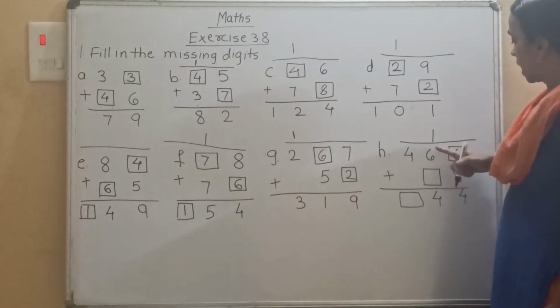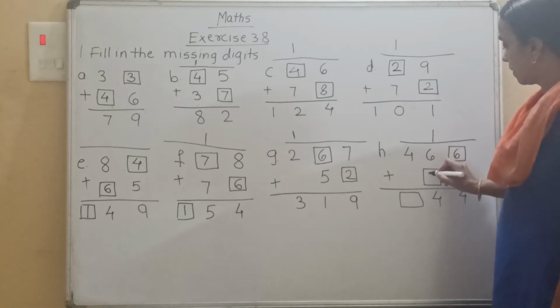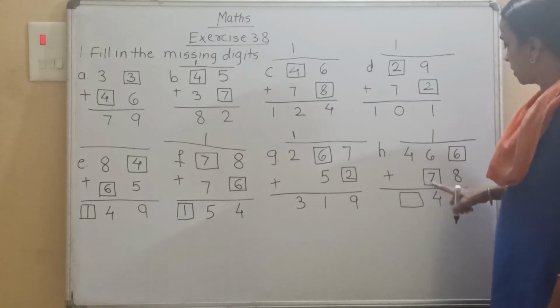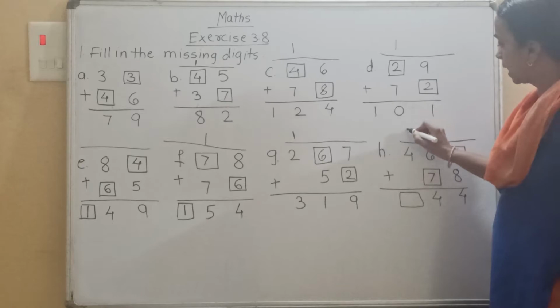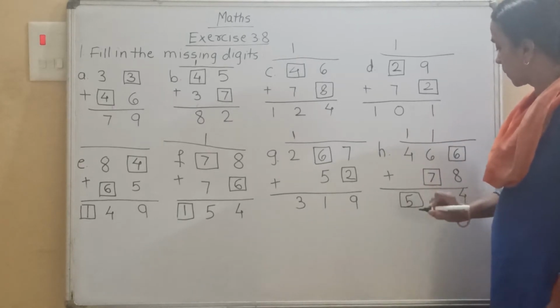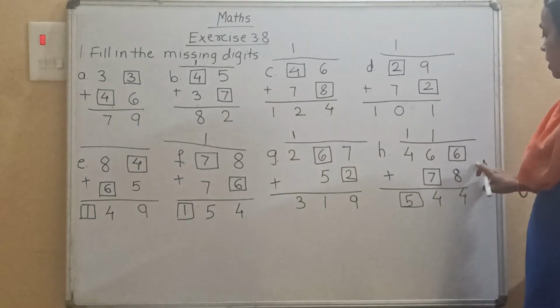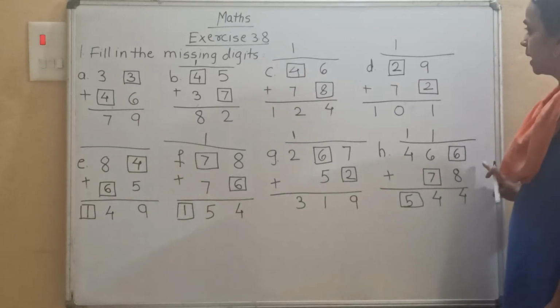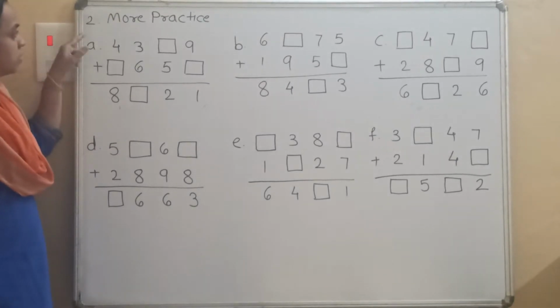Okay, so now 6 plus 1, 7. 7 plus how much equal to 14? 7 plus 7, 14. So now see, 7 plus 6, 13, 13 plus 1, 14. So write down 4 here and give here carry 1. 4 plus 1, 5. Okay, so in this way properly you write down the numbers in the empty boxes. Now see second question, more practice.